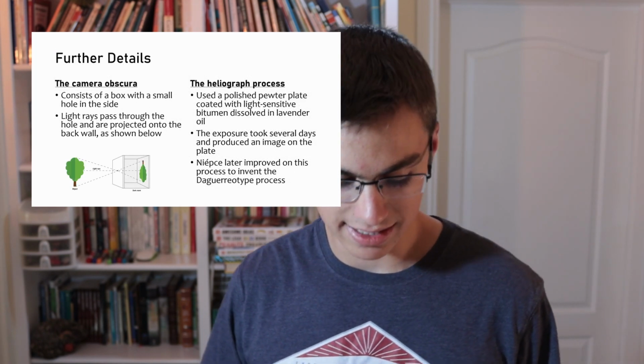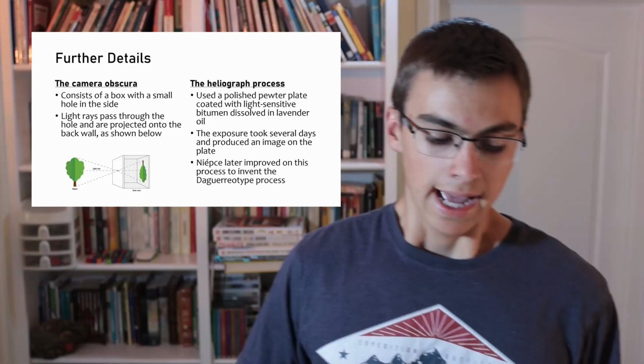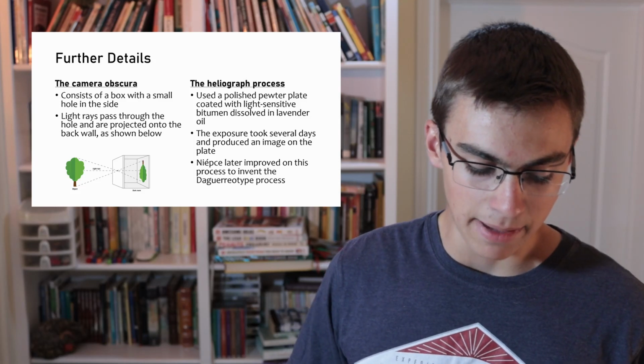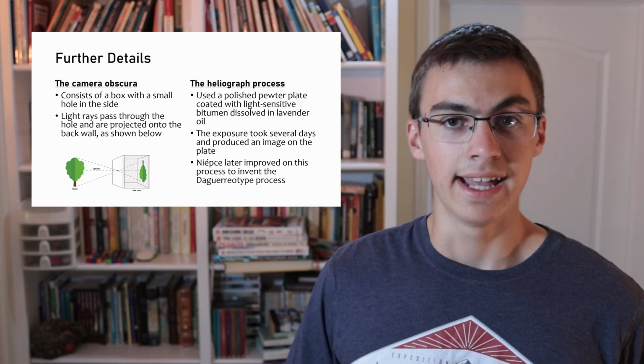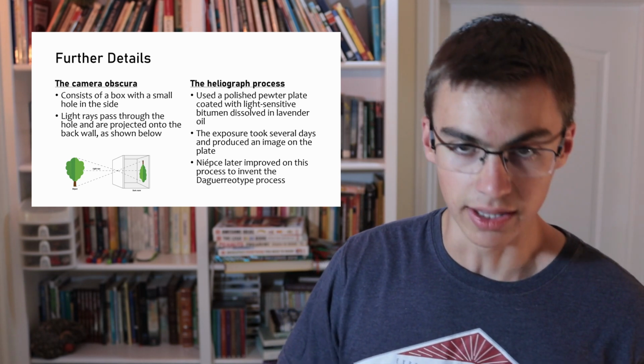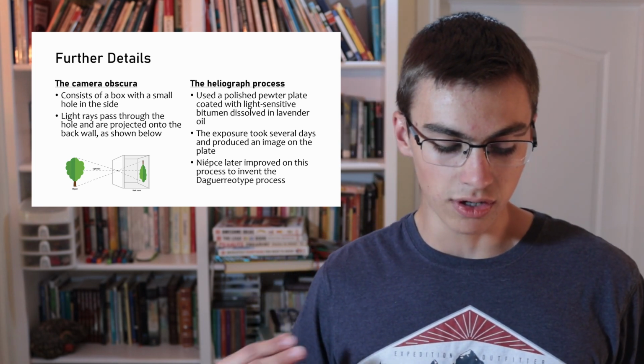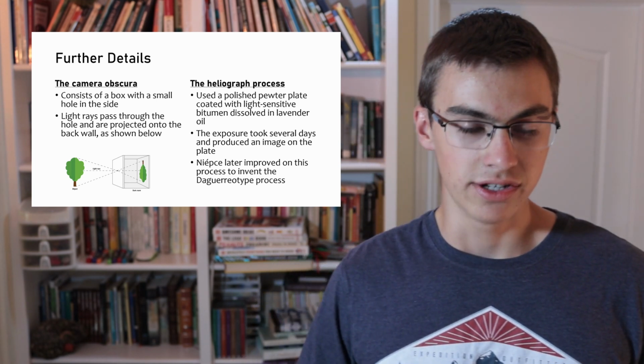So a camera obscura is basically a box with a small hole in the side, and that hole causes the light rays that come in to be projected and form an image on the back wall. And then the heliograph process consists of a polished pewter plate coated with light-sensitive bitumen, which is dissolved in lavender oil, and this plate was placed at the back of the camera obscura, and then it would be exposed to light for several days. Once it was done, it produced an image on the plate. And Joseph later improved on this process to invent the daguerreotype process, and that was what led to basically modern film photography.